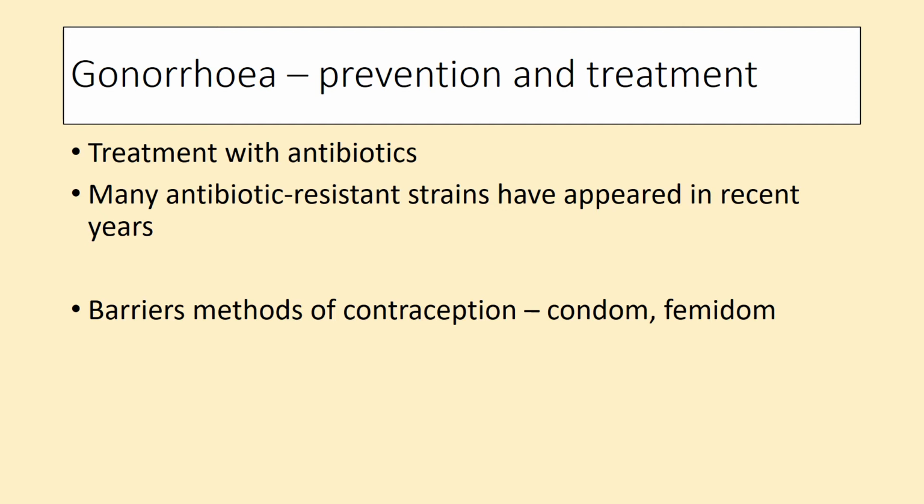And the main way to prevent gonorrhea is using barrier methods of contraception, okay, so to avoid unprotected sex with other people.